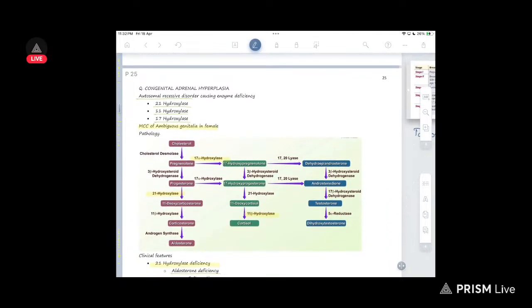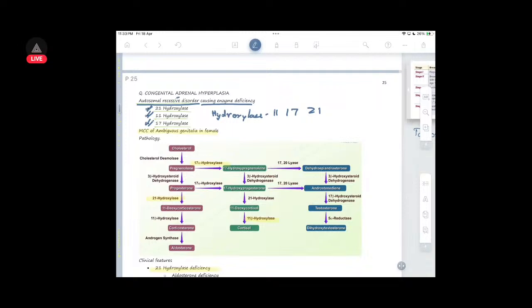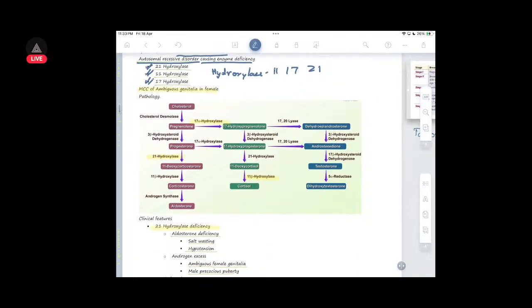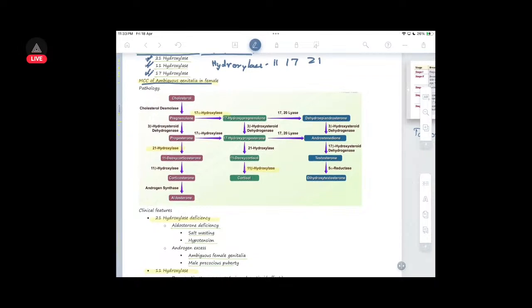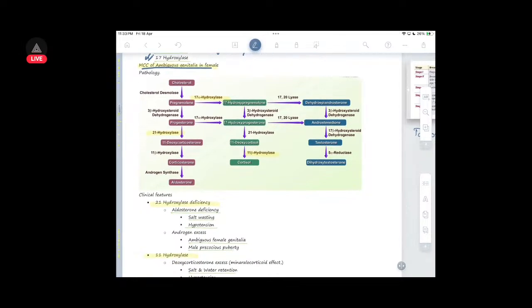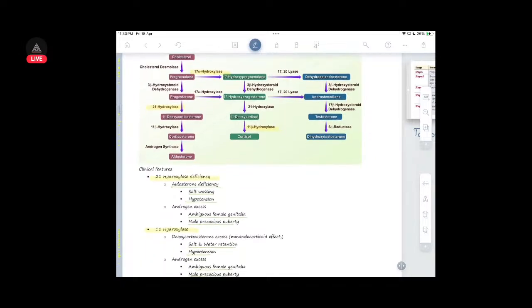Then congenital adrenal hyperplasia is an autosomal recessive disorder causing enzyme deficiency: 11-hydroxylase, 17-hydroxylase, 21-hydroxylase. It is the most common cause of ambiguous genitalia in females. These three are the enzymes.